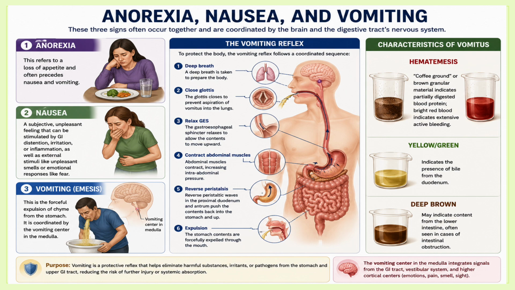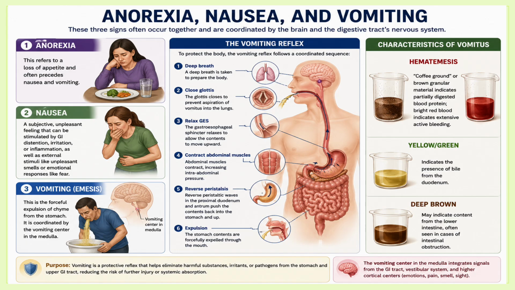Okay, then the gastroesophageal sphincter relaxes and the abdominal muscles contract forcefully. This squeezes the stomach against the diaphragm. You see how beautifully it's coordinated, right? Now, finally, the reverse peristaltic waves in the proximal duodenum and the lower part of the stomach expel the contents upward and out. So it doesn't go in the lungs, it doesn't come out of your nose, it comes out of your mouth.